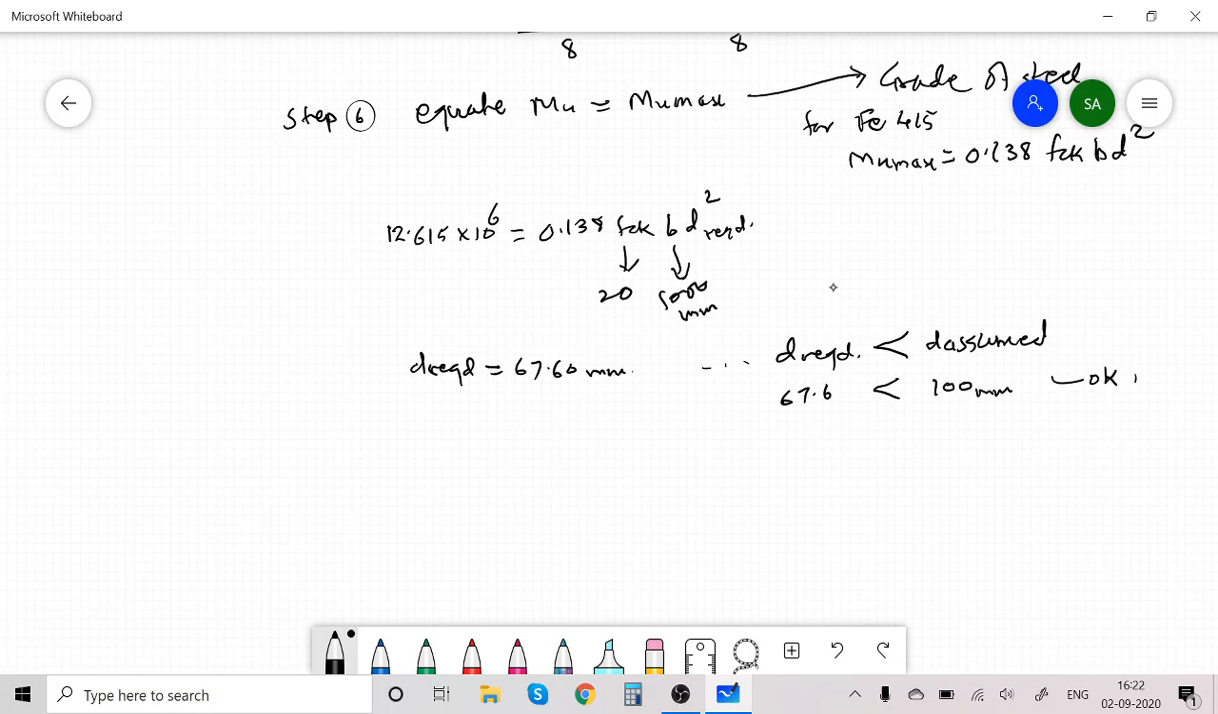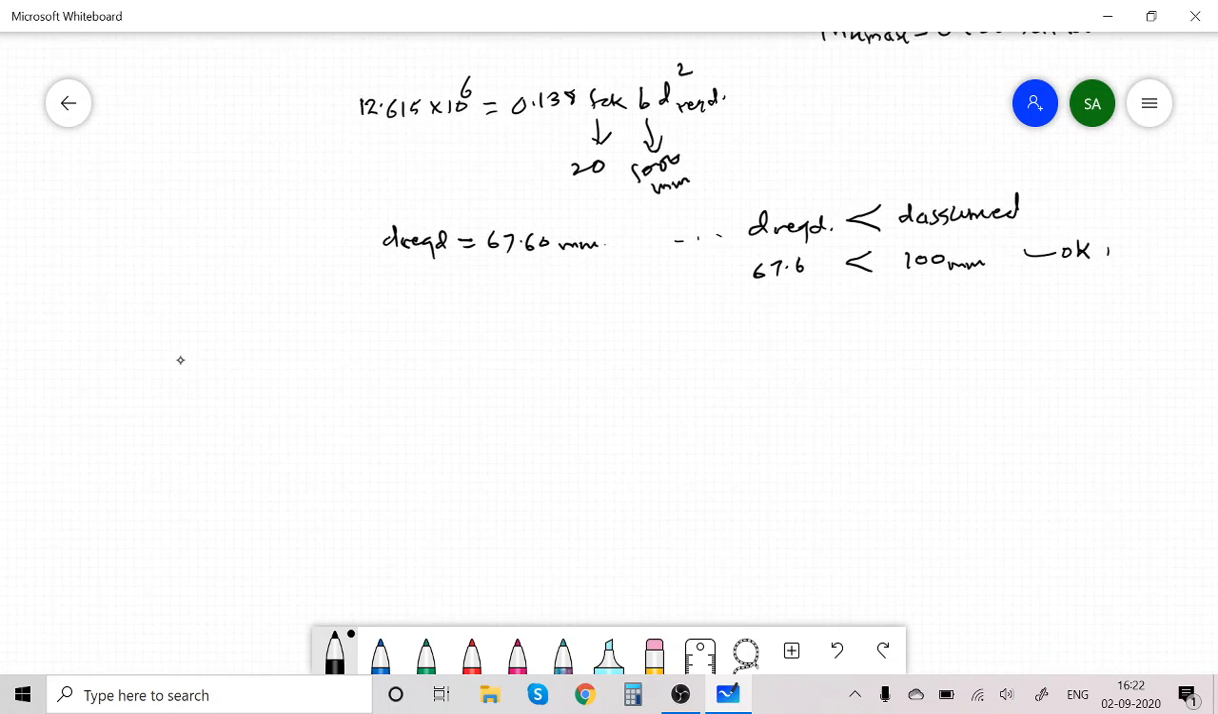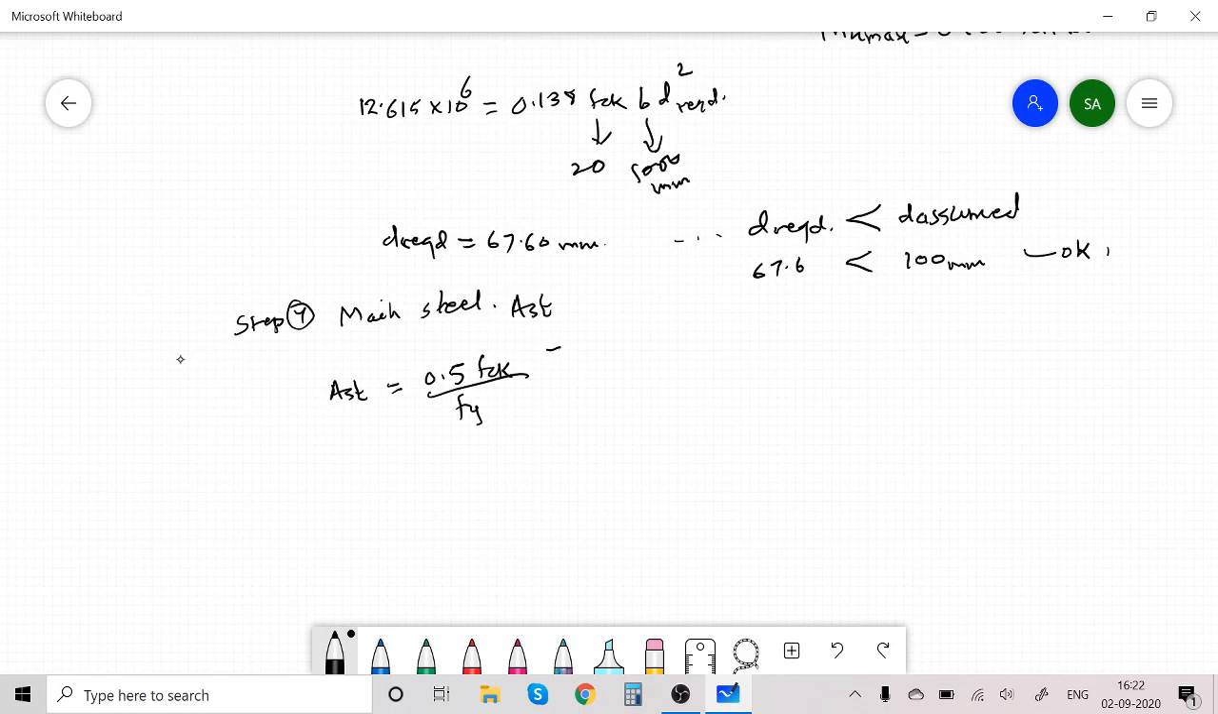Okay. Now we can proceed to find steel, area of steel. So in step number 7, main steel, AST. AST is given by the formula 0.5 FCK upon Fy into bracket 1 minus square root of 1 minus 4.6 Mu divided by FCK BD square, into B into D.